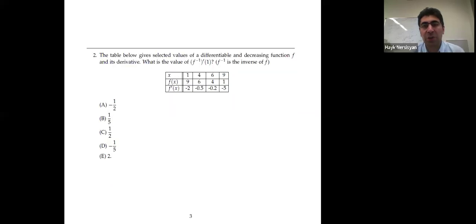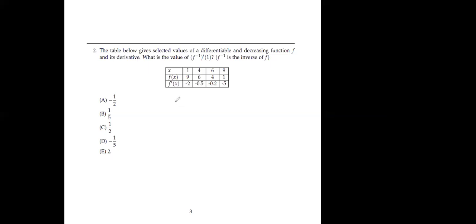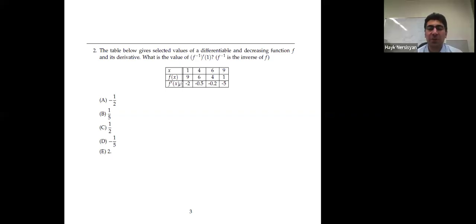This one also was a question. Given the table here, we have to find, and we know the function is differentiable. What is the value of the derivative of the inverse function at 1? So first of all, do we know that function f is invertible? How can we justify that the function is invertible? It's decreasing, so it's 1 to 1. Exactly. A monotonic function is invertible. Correct.